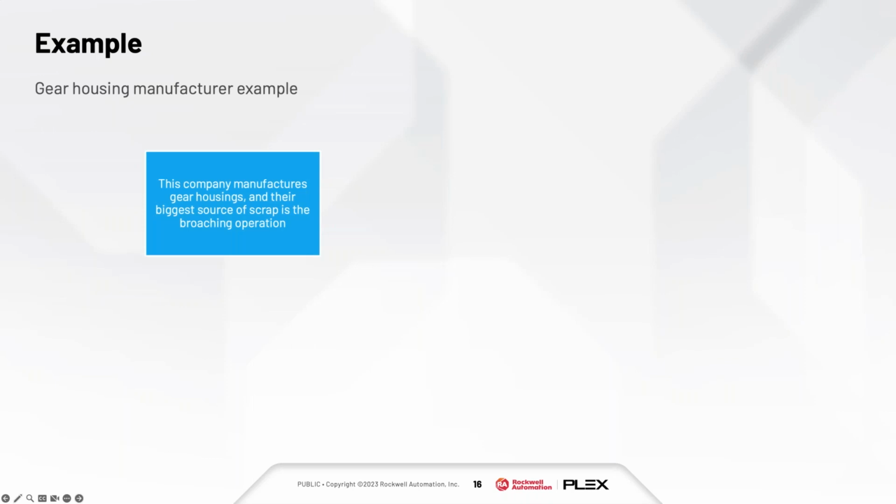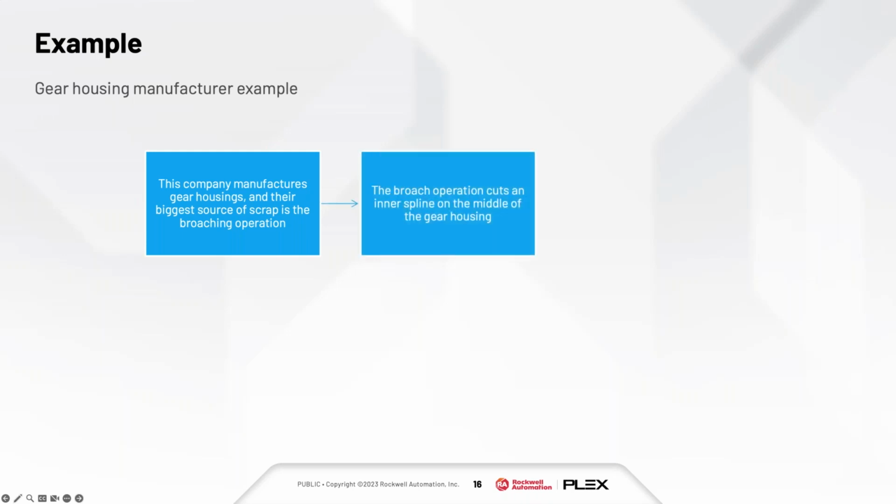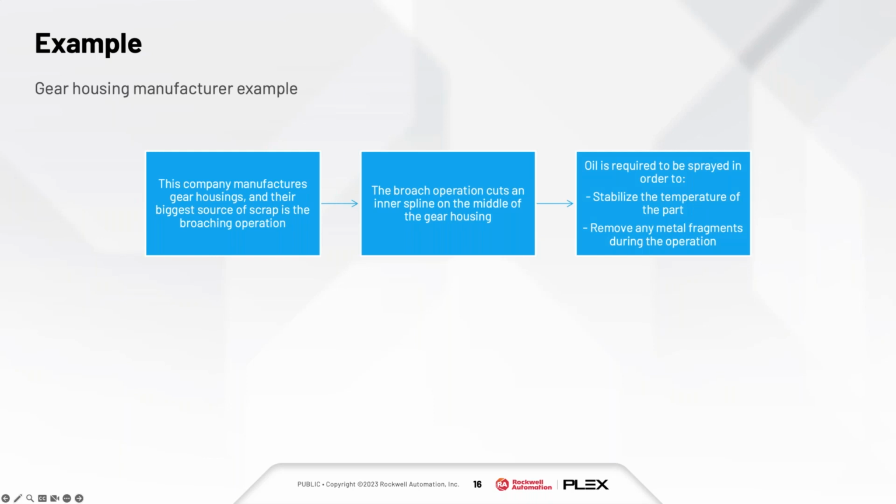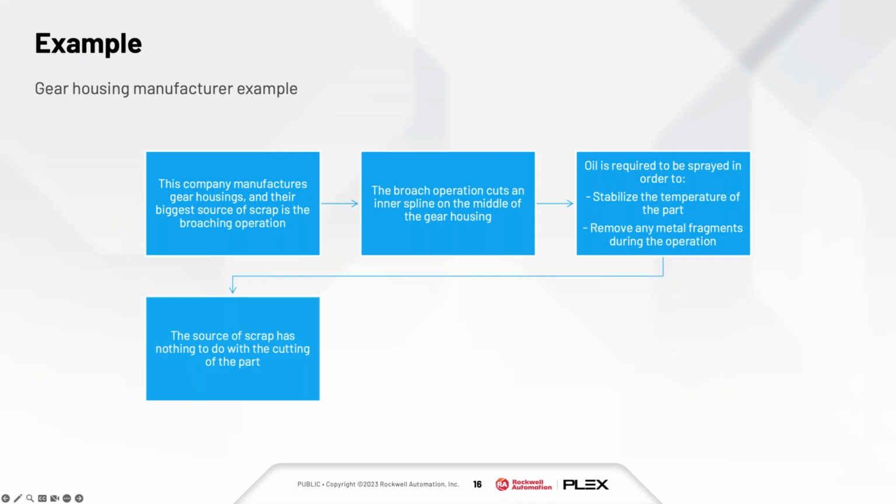So my example today highlights the potential for manufacturers, say, producing gear housings. Their biggest source of scrap is a broaching operation that cuts an inner spline in the middle of that gear housing. As you can imagine, oil is required to be sprayed to stabilize the temperature of the part and remove any metal fragments during the operation.